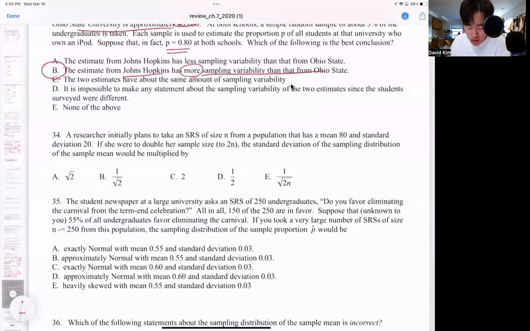34, a researcher initially plans to take an SRS of size n from a population that has a mean of 80 and a standard deviation of 20. If she were to double her sample size to 2n, the standard deviation of the sampling distribution of the mean would be multiplied by what?